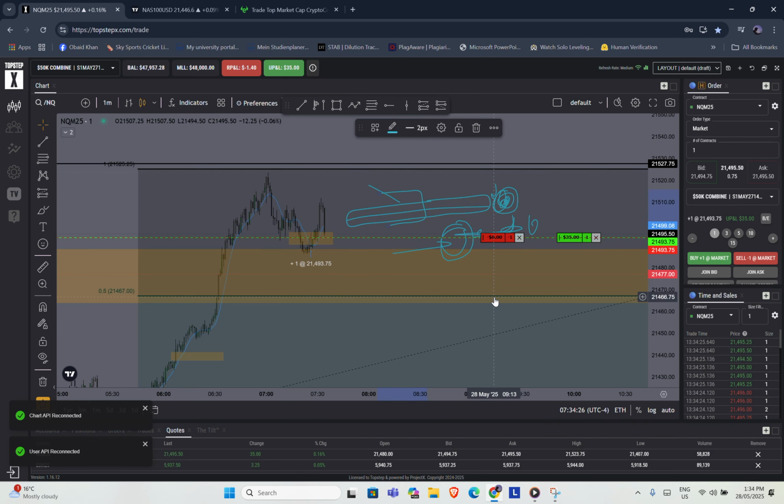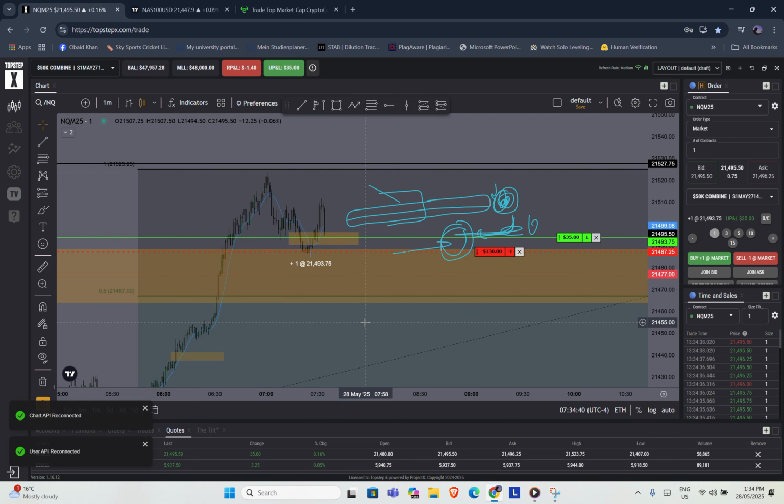Okay, doesn't look really good. Let me just keep it like this. Okay. Why? Because that's the fair value gap of the inverted fair value gap. So you should be reacting to the market rather than being predictive. Okay.